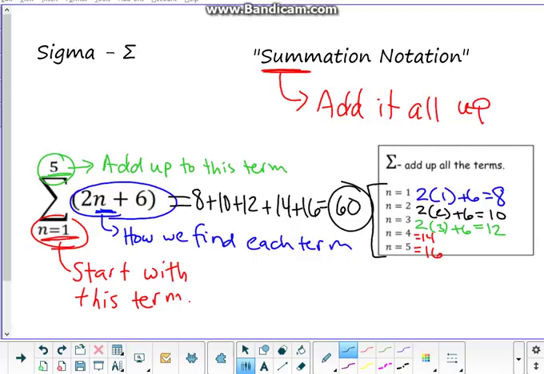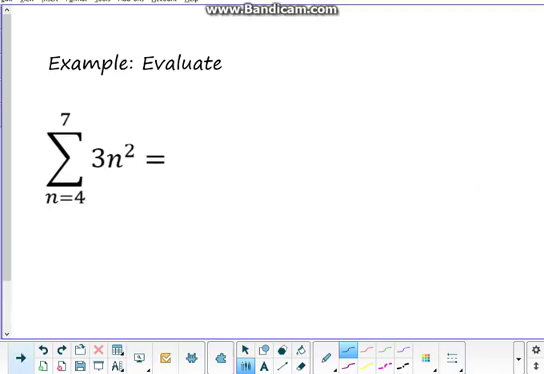And that's it. Okay? So let's go ahead and take a look at a couple more examples and see if we can evaluate them. Next one, we have sigma of 3n squared. Okay? So let's go ahead and think about where are we going to start? We're going to start with the fourth term. And we're going to add up to the seventh term.